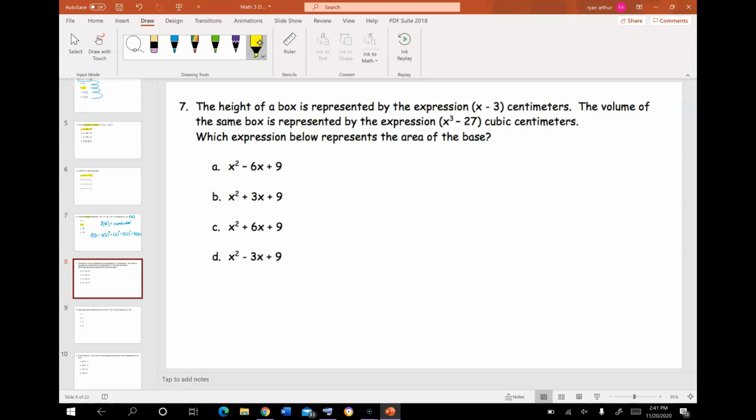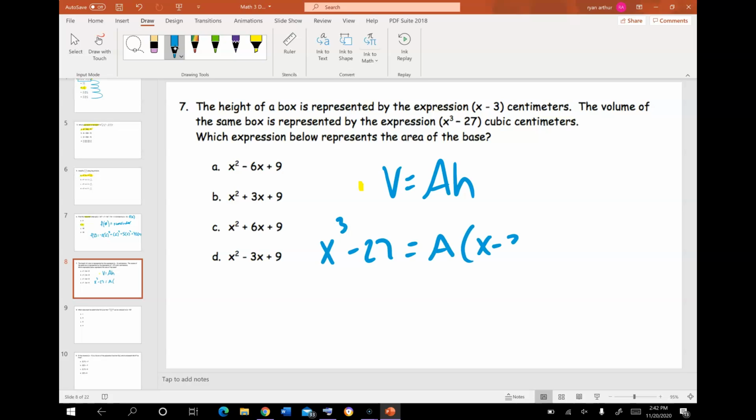It said that the height of a box is represented by this expression. The volume of the same box is represented by this expression, which below represents the area of the base. Okay? All right. So remember that volume equals area times height. Well, it tells me the volume is x cubed minus 27. I don't know my area, and my height is x minus 3.